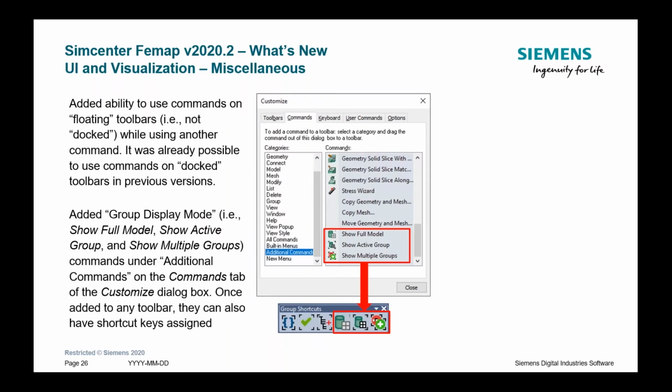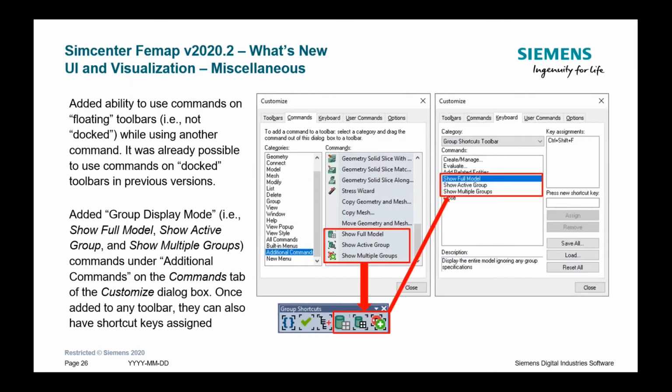And just something, if you wanted a quick way to be able to do show full model, show active group, show multiple groups, we just added that to the commands. So you can now have them show up on any toolbar that you might want.